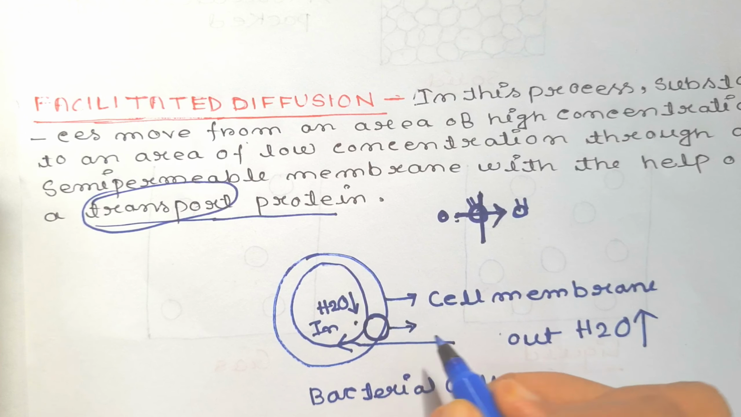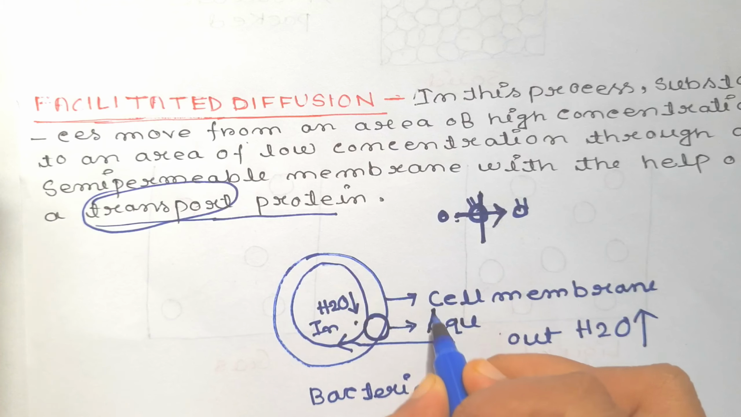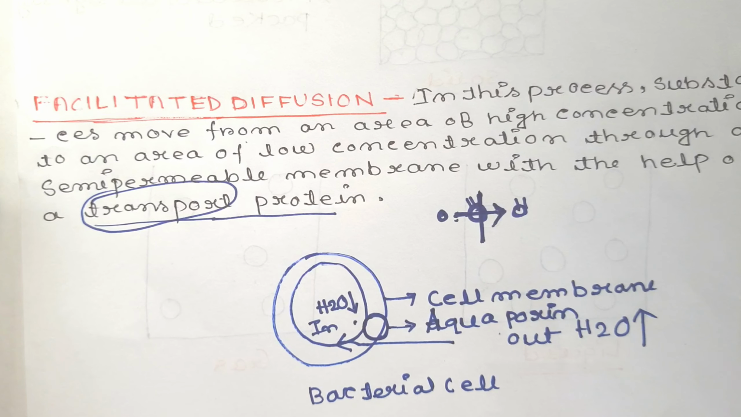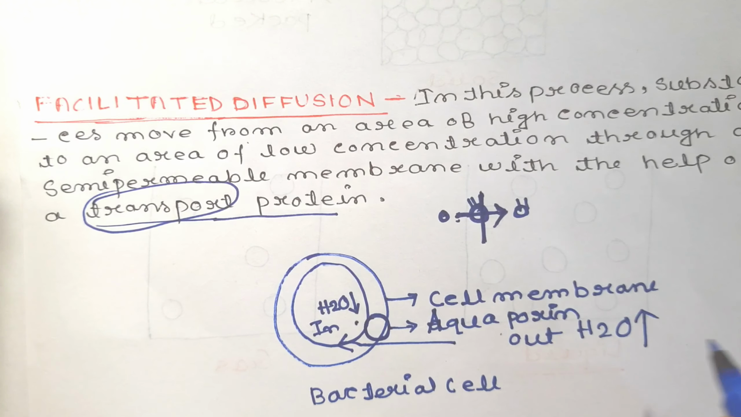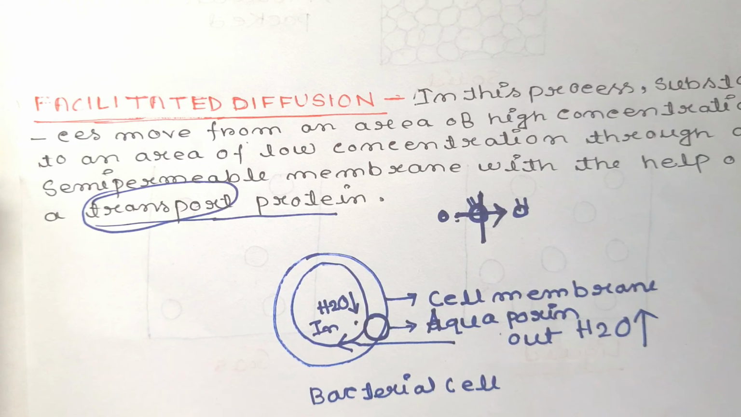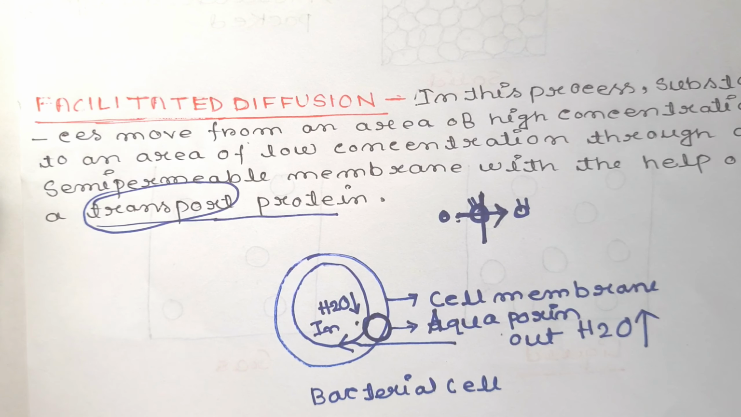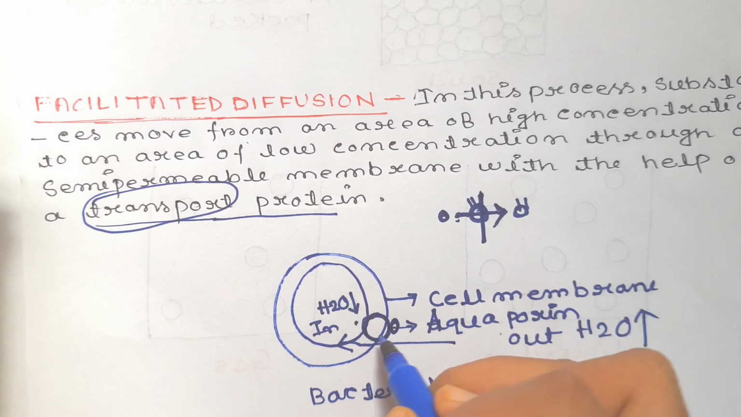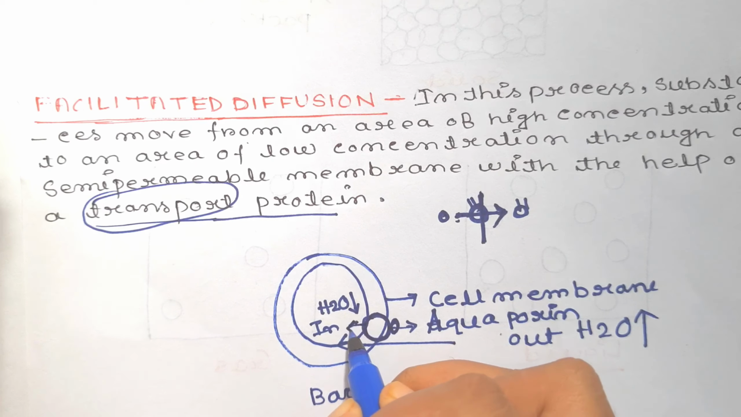What is the name of this protein? Aquaporin. Okay, this is a transport protein. Aquaporin is a transport protein present in the cell membrane. This protein helps the water to move inside, or we can say this protein facilitates the process. Okay, hope you all understood. Water will bind with this protein, and this protein molecule helps the water to move inside.